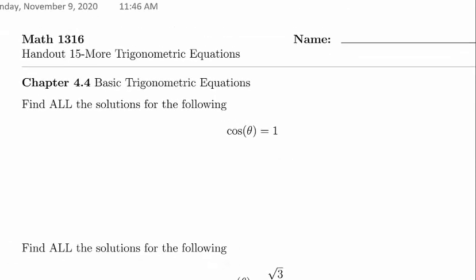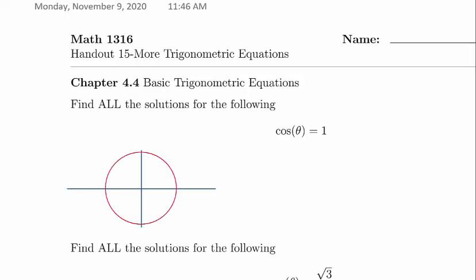Obviously, cosine theta is the x coordinate on the unit circle. So if we draw the unit circle, I want us to note that the only point where the x coordinate on the unit circle is 1 is just right there, okay? So we can clearly see, when we set this up, that the only solution is 0, if we're restricted to one revolution, of course.